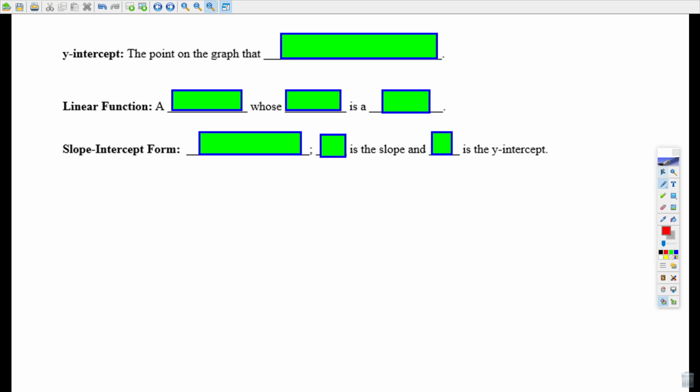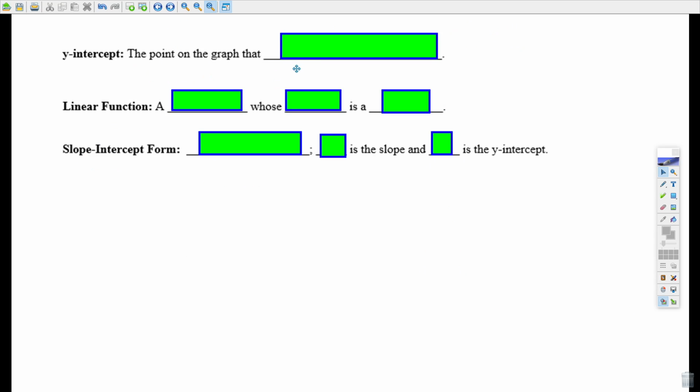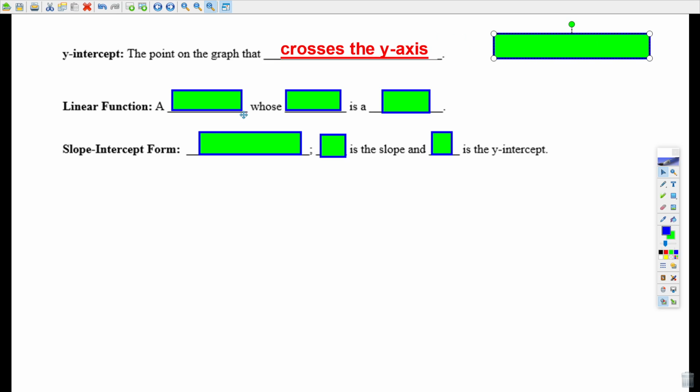All right, some vocab. Where we started was called the y-intercept because that's where it crosses the y-axis. So the point on the graph that crosses the y-axis.